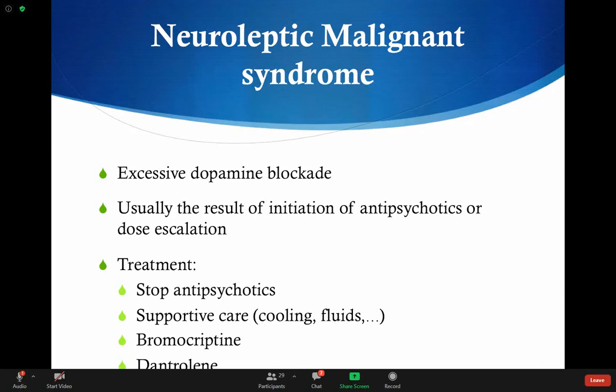Again, for both, you stop the offending agent. For serotonin, usually when you stop the offending agent, within 24 hours they're back to normal. For neuroleptic, it develops slowly and resolves slowly. It takes days for them to go back to normal. Okay.